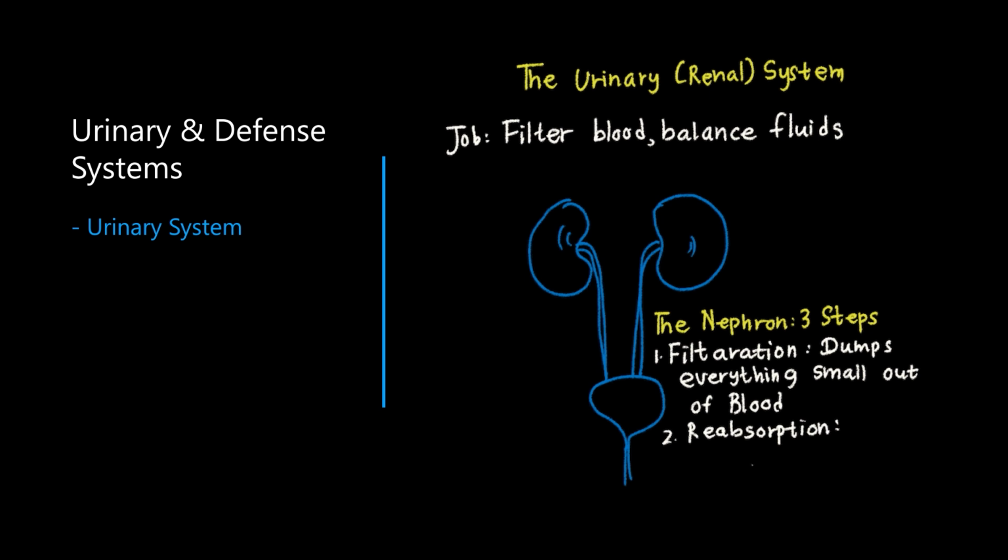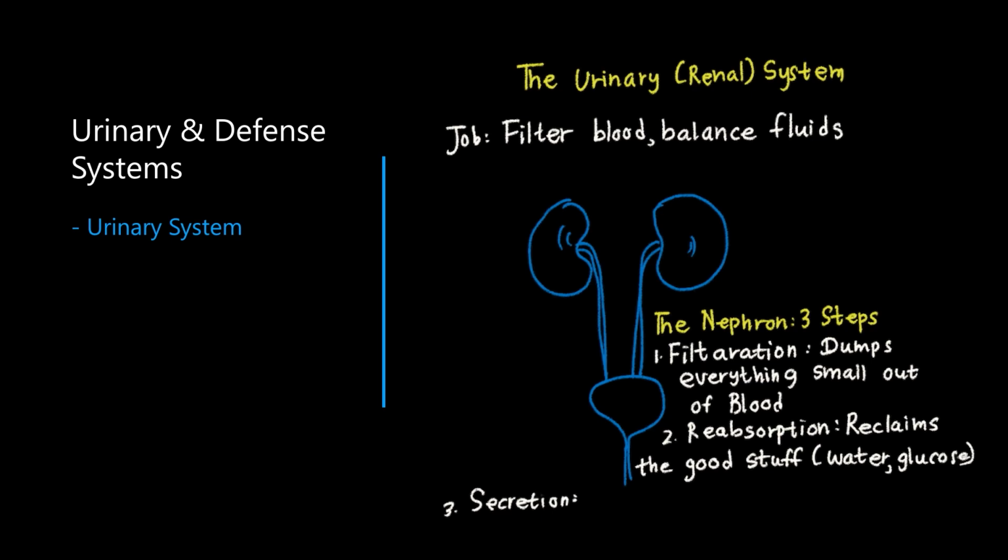The final step is secretion. This is the last chance to get rid of waste. The body actively pumps any remaining waste products, like excess drugs or hydrogen ions, from the blood into the tubule. This is like finding a piece of trash in your pocket and throwing it into the waste pile. The fluid that remains at the end of this process is urine.